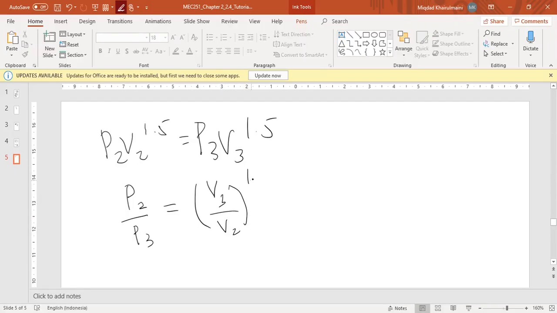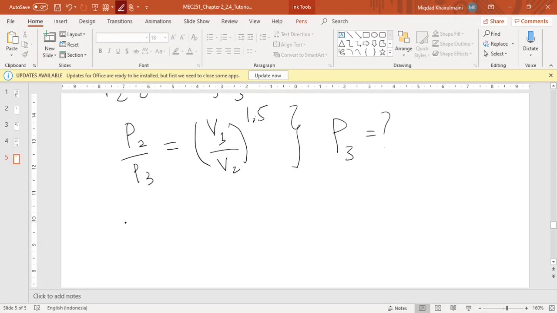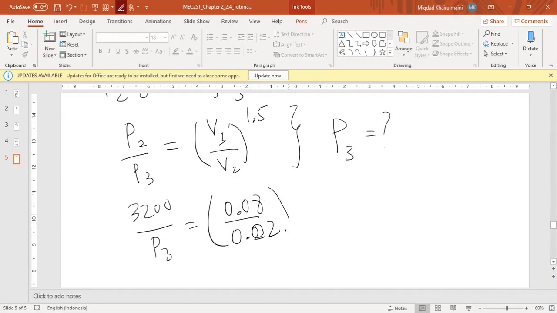Okay, so here we can solve for P3. This is just basic mathematics. So we have 3200. Please try to calculate it again, I might be careless. I hope whoever is watching can try to recalculate the value. So for P3, let's try.